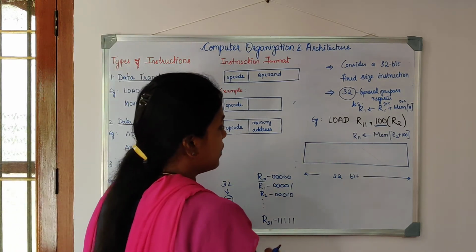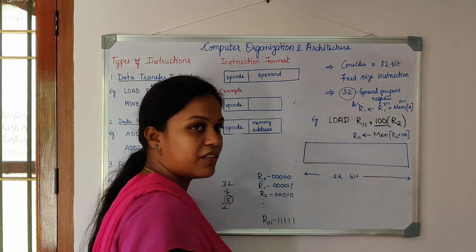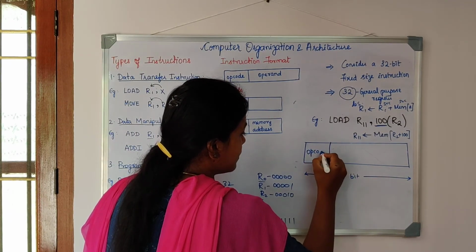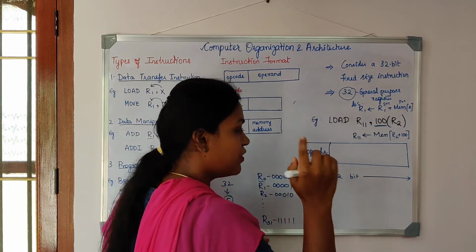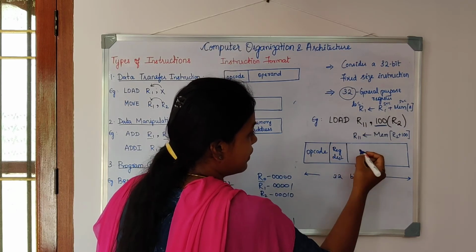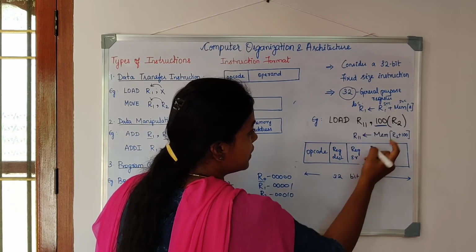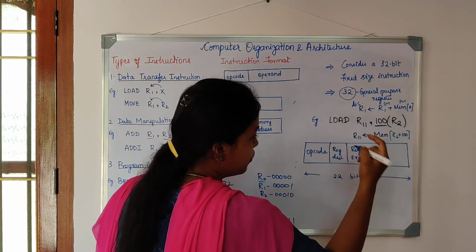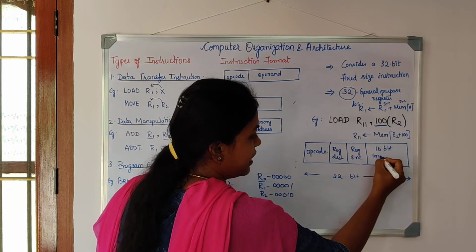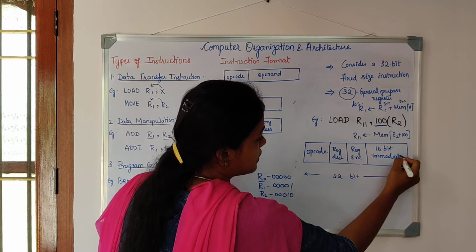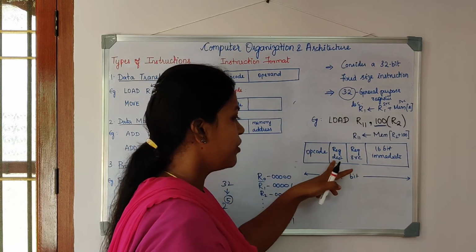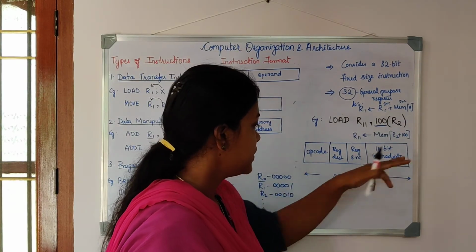Okay, so now there are 2 register values and 1 immediate value present. So apart from the opcode, there are 3 partitions required: 2 for registers and 1 for the immediate. This is for the register destination, which is R11. This is for the register source, which is R2, and this is for the 16-bit immediate. Imagine there is a 16-bit immediate value, which is 100. So these are the 3 requirements for the operand part.